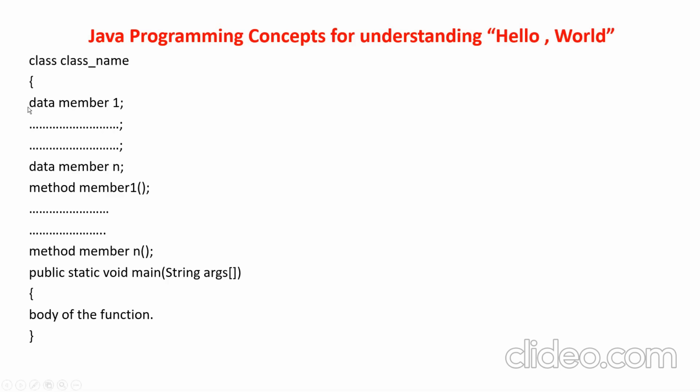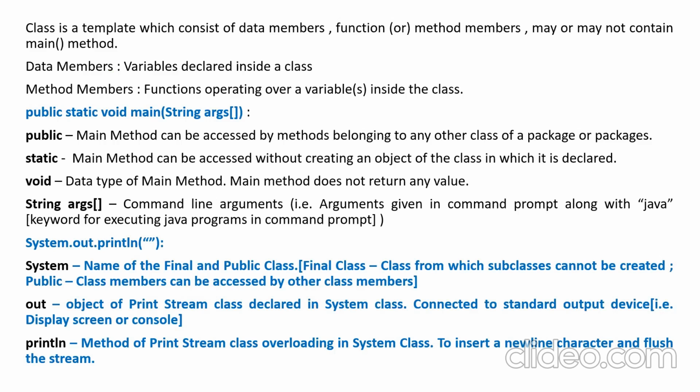If I include a static keyword over here, there is no need to create an object. I can directly access it by just mentioning the class name itself. I can access all the data members as well as method members just by mentioning the class name. If I am not including it, then I need to create an object. An object is nothing but an instance of your class. Using that object, I can access the data members as well as the method members. So this main method can be directly accessed without creating an object of the class in which it is declared. So I am declaring that main method to be static.